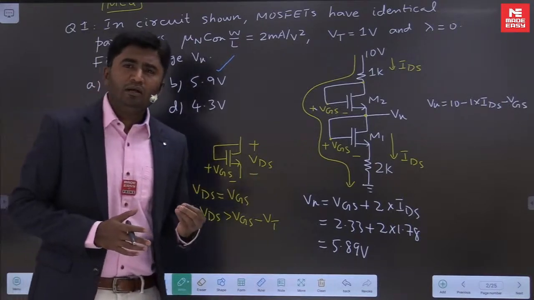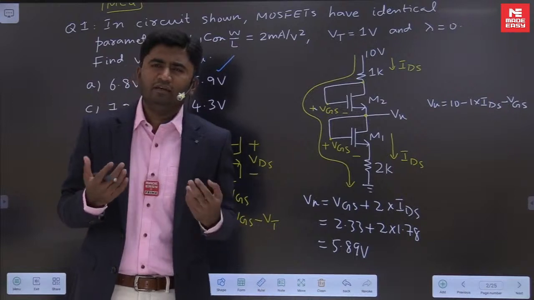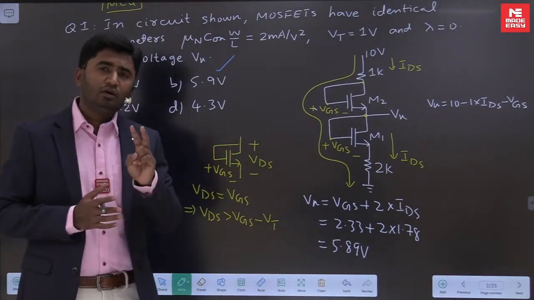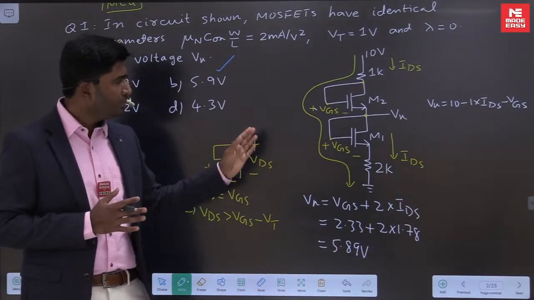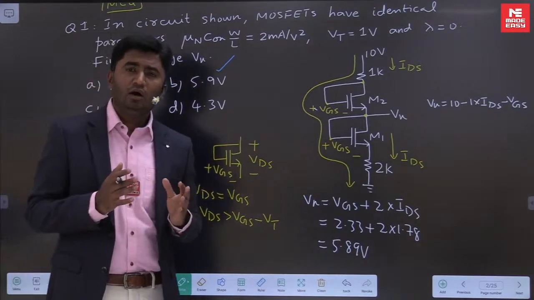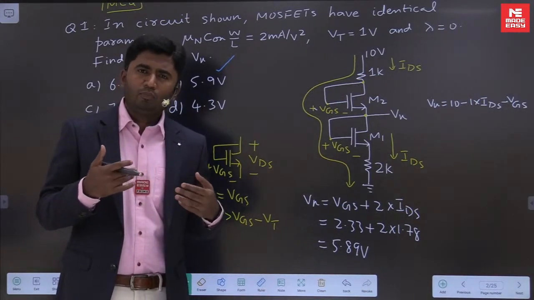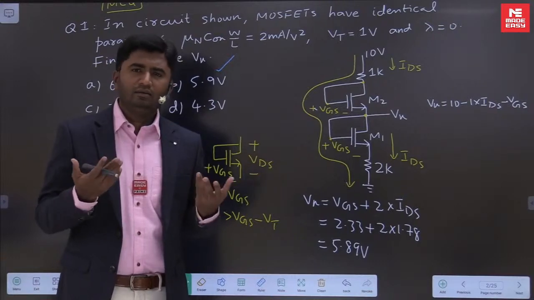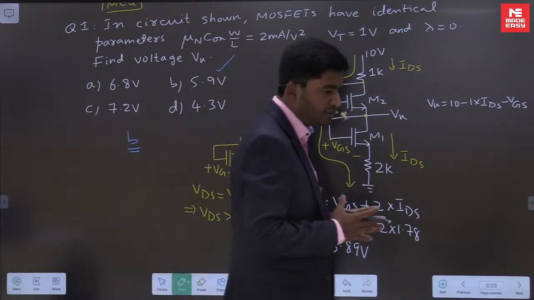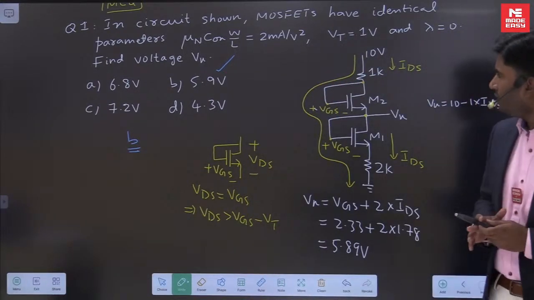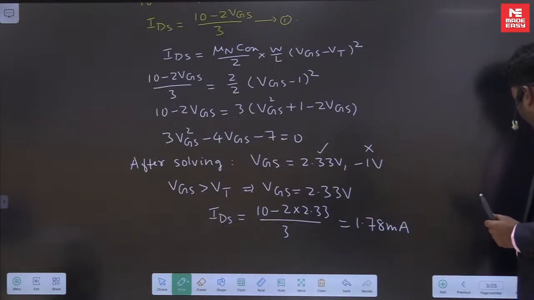Treat this as an important model of question. If you refer previous GATE papers, almost every year a question is coming in which you will be having two MOSFETs connected in series. And when you solve this type of question, you should first decide operating region. And once you know operating region, you can apply appropriate current equation and get the desired answers. So this was our question number 1. The correct answer here is option B, 5.9 volt.